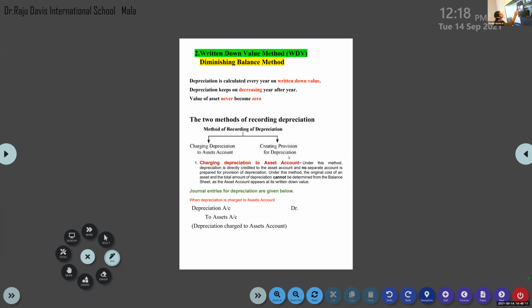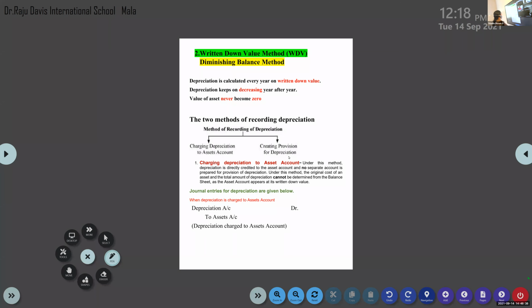Then this depreciation, where is this getting affected? It means a reduction in the value of asset. So to find the value of asset, what should be done? Asset should be reduced. Asset minus depreciation will give you the value of asset.